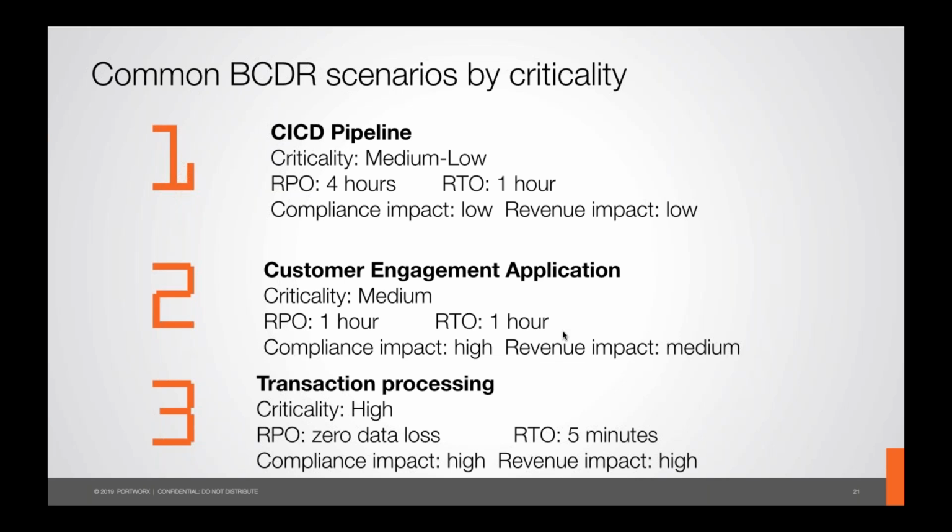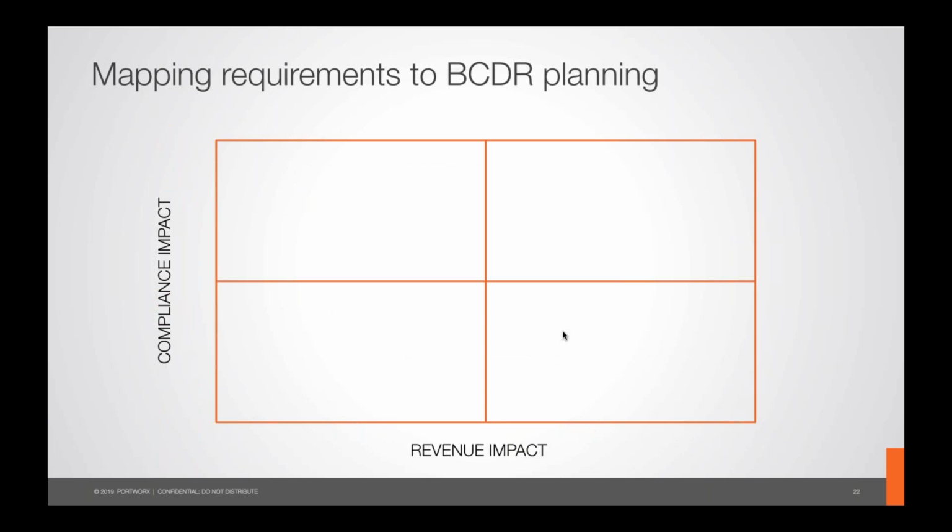Then you can have an application like transaction processing, my e-commerce shopping cart, where here the criticality is high. My RPO and my RTO are very aggressive: 0 data loss, 5-minute recovery. My compliance impact is high because, again, it's financial data, and my revenue impact is also high.